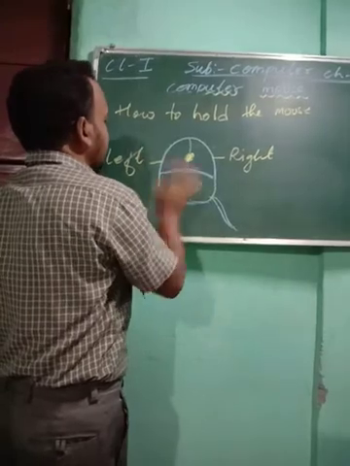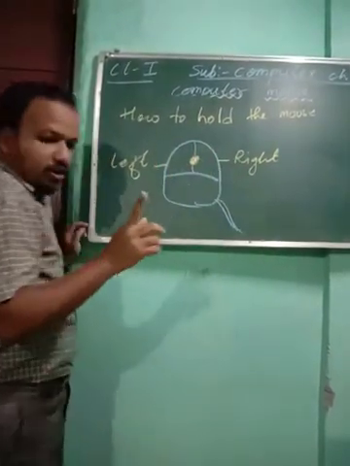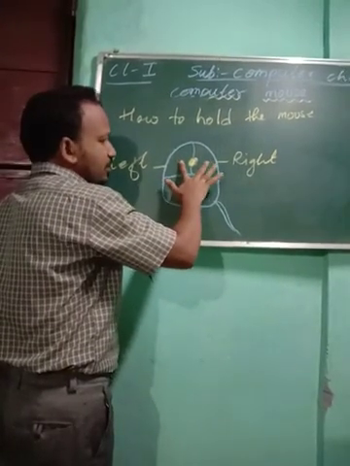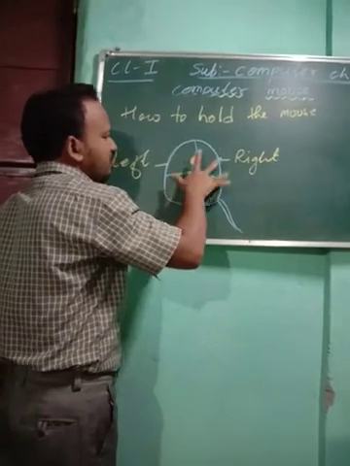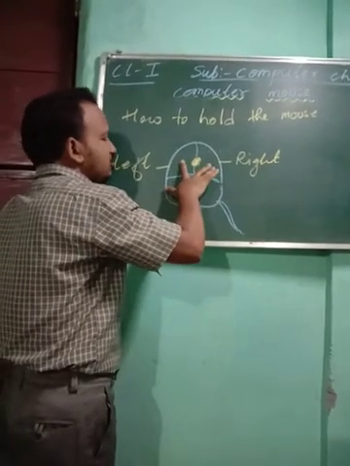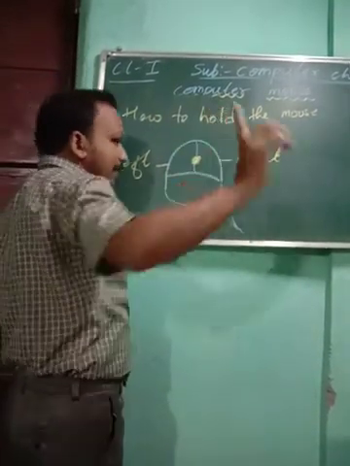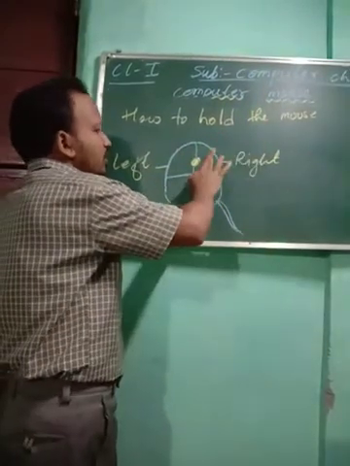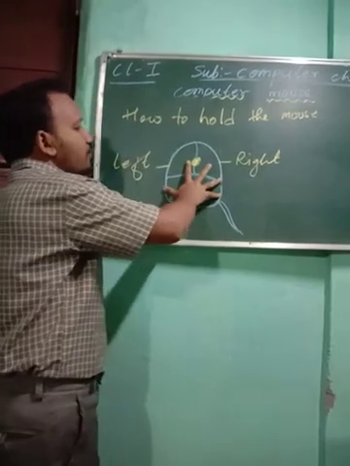Now when you're holding the mouse, look here, your index finger should be on the left side and your middle finger should be on the right side, and with all the other fingers you will hold the mouse very firmly. This mouse is very big, but when a computer mouse is very small, you can put two fingers. Index finger on the left side and middle finger on the right side, and with the other three fingers you will hold the mouse very firmly.